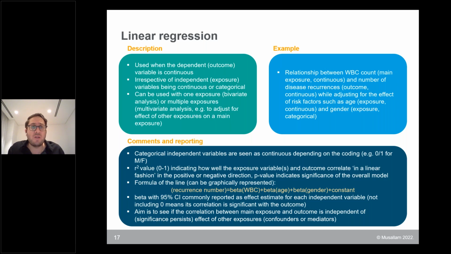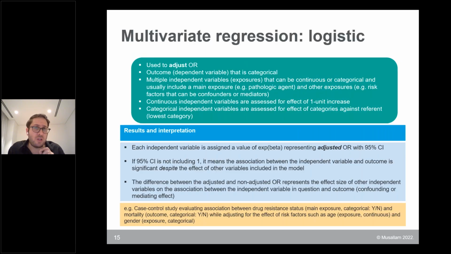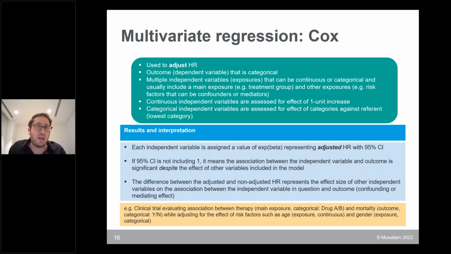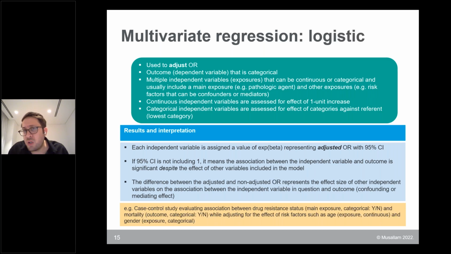Linear regression, so one thing I failed to mention is the logistic and Cox regressions are what we use when the outcome of interest is binary. It's something that is categorical. So it could be a heart attack, yes, no, sepsis, yes, no, metastasis, yes, no. That's when we use logistic or Cox regression. But the difference is if we're dealing with odds ratios or hazard ratios, there is a time element or there is no time element.